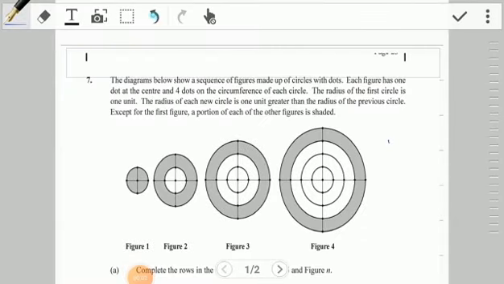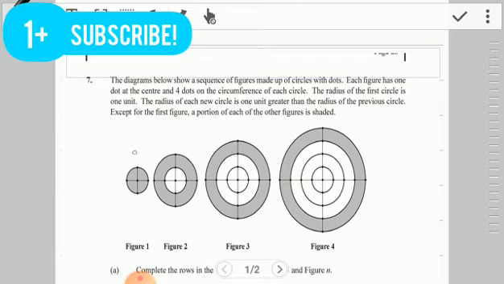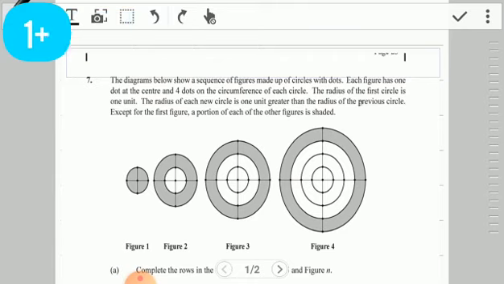In this section we are looking at question 7, which is a problem solving question on the CXC examination, January 2021. Reading quickly, it says the diagram below shows a sequence of figures made up of circles with dots, as you could see. Each figure has 1 dot at the center and 4 dots on the circumference of each circle. The radius of the first circle is 1 unit.